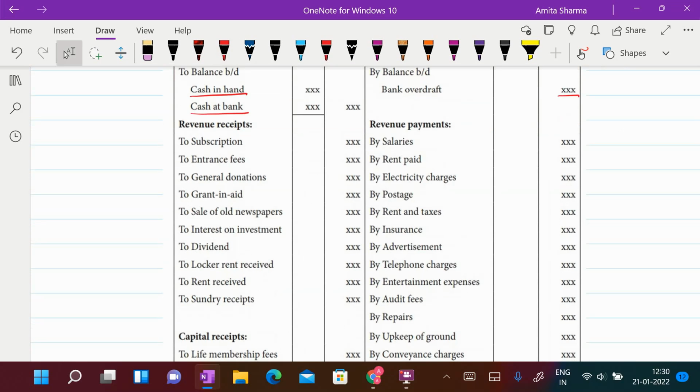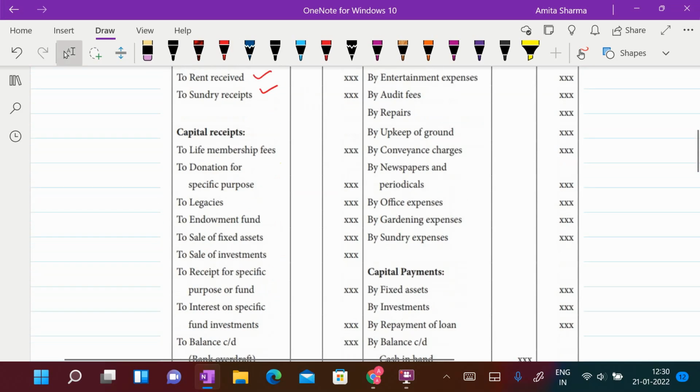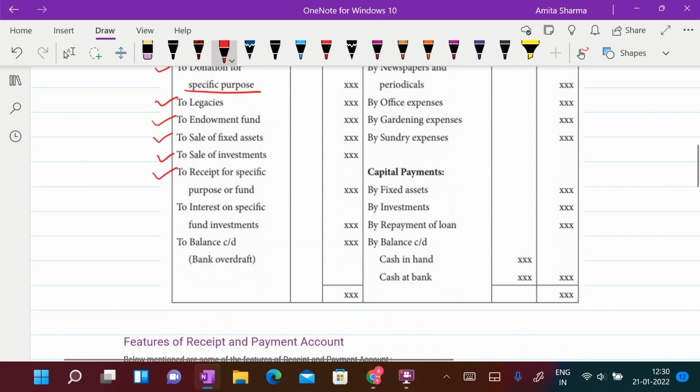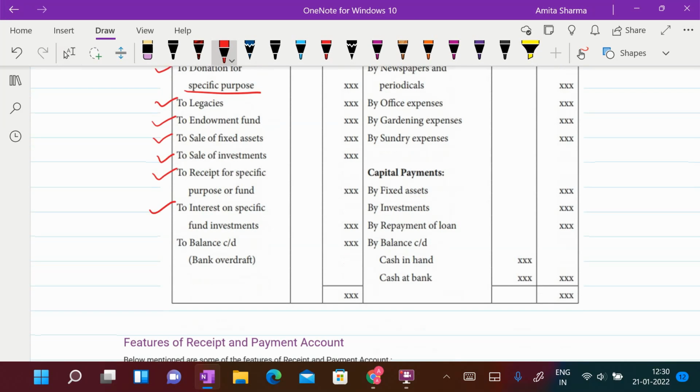First of all, it contains the revenue receipts, which are received during the year, like subscription, entrance fee, general donation, general grant, sale of old newspaper, interest on dividend, locker rent received, sundry receipts. And second, it includes capital items for long term purposes, like cash received for life membership, donation for specific purpose, legacy, endowment fund, sale of fixed asset, sale of investment, receipt from specific purpose fund, interest on fund, etc.